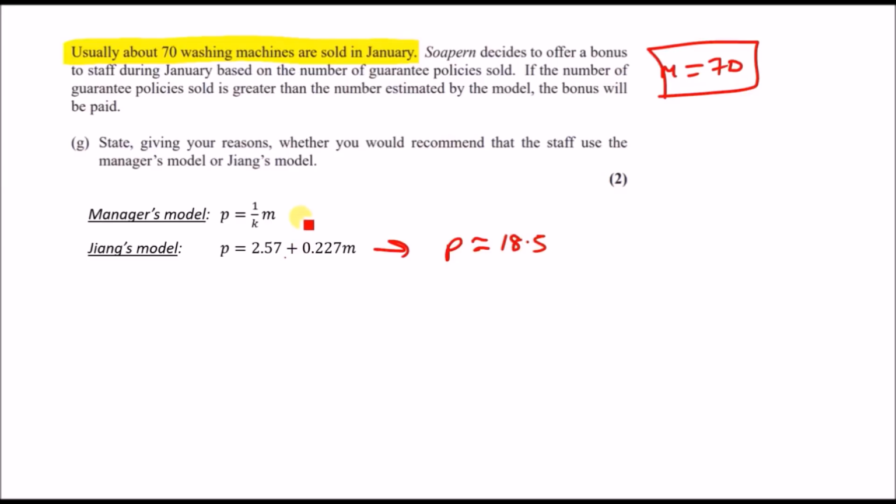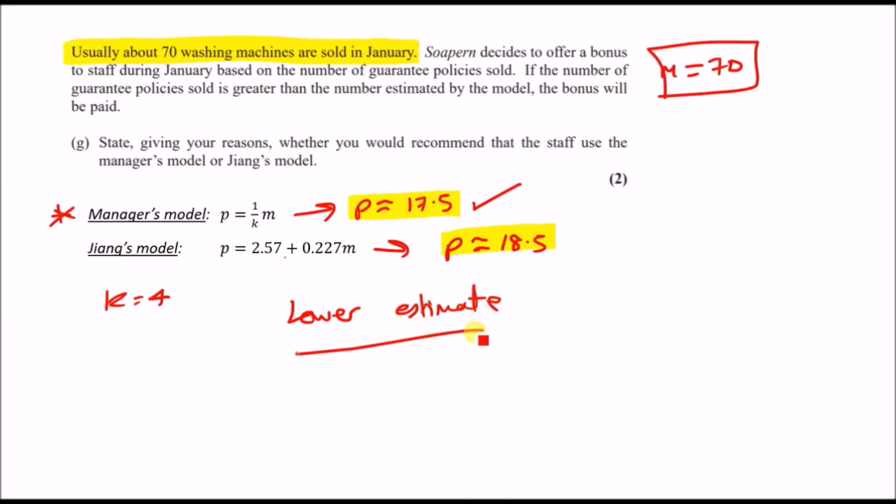Now, if you plug in M equals 70 to the manager's model, and don't forget K here equals 4, you're going to get 1 over 4 times 70, which will give us approximately 17.5 policies. Don't forget, this is the number of policies that the company is giving out. For every normal company, you want to reduce the number of policies because it will save you money. So in this case, I would recommend that we use the manager's model, only because the number of policies is lower and it has a lower estimate. That's your answer: pick the manager's model, because it's a lower estimate due to the number of policies sold, so they save money.